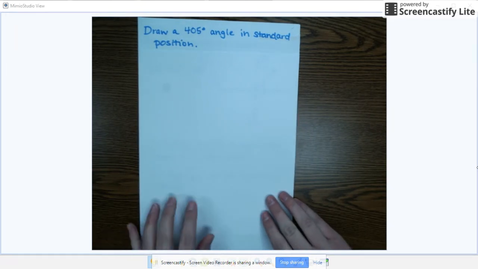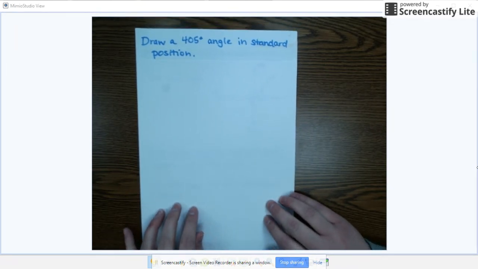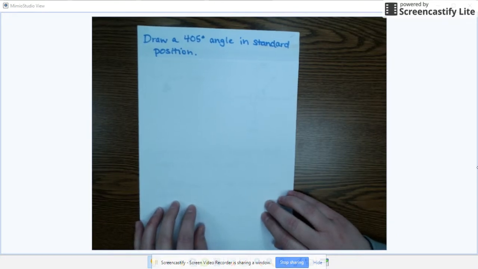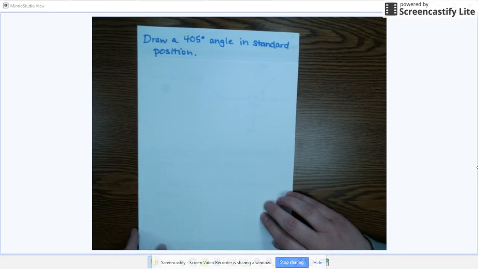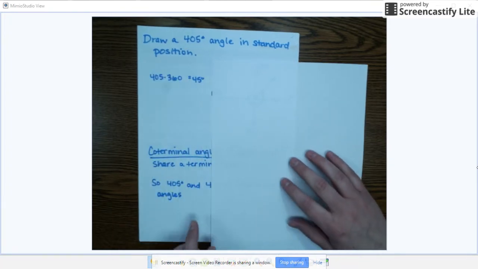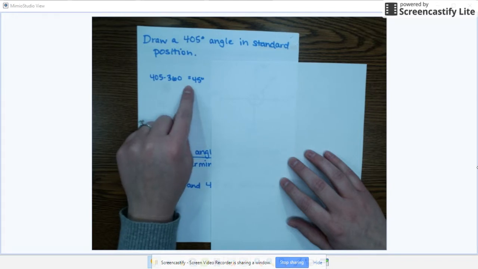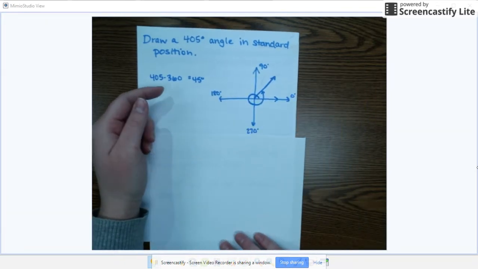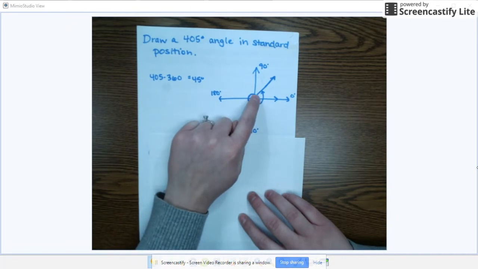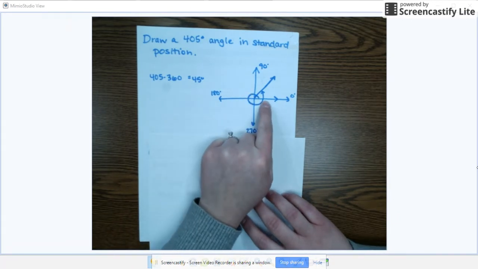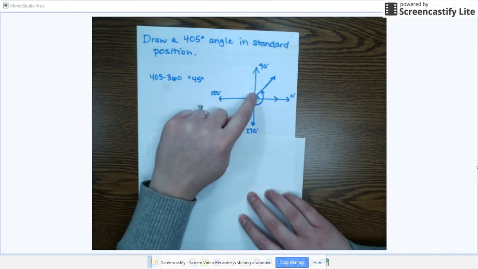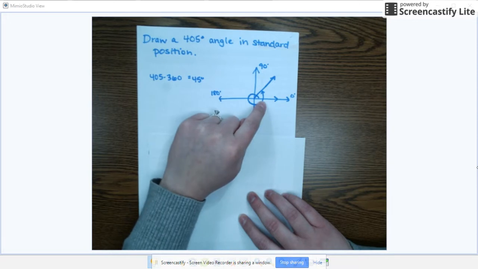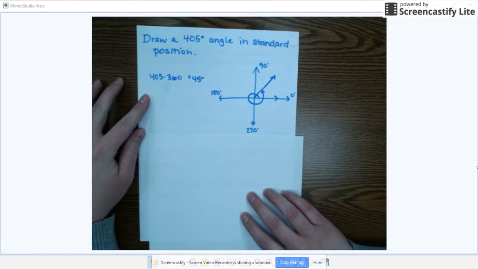I mentioned earlier that we can have an angle measurement greater than 360. So here we're being asked to draw a 405 degree angle. Obviously that's going to be one full revolution around our coordinate plane, and then we just have to decide how much more. 405 minus 360 gives us a 45 degree angle. So for our sketch, we're going in a counterclockwise direction. We go 360 degrees all the way around, and then 45 more degrees, which again is halfway between our 0 and 90. So this 405 degrees goes all the way around one complete time, and then halfway through quadrant 1 again.